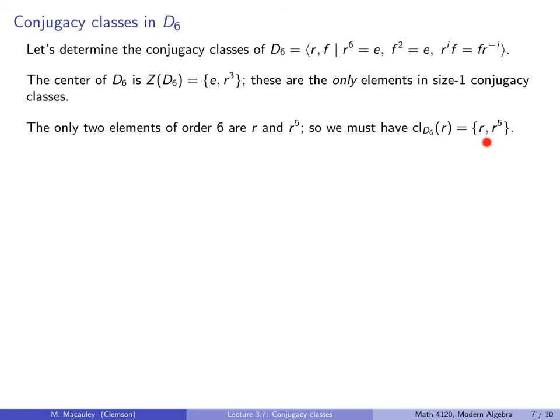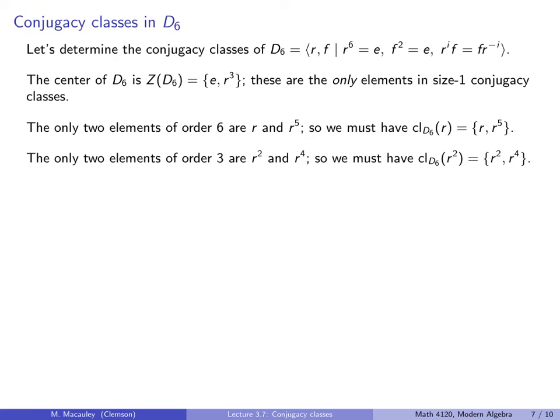Similarly, there are only two elements in D6 of order 3. That is R squared and R to the fourth. These are the rotations by 120 and 240 degrees. These things are not in the center of the group. Therefore, they must be in a conjugacy class of size at least 2, consisting of elements of order 3. But there's only two of them. So the conjugacy class of R squared must be exactly these two elements.